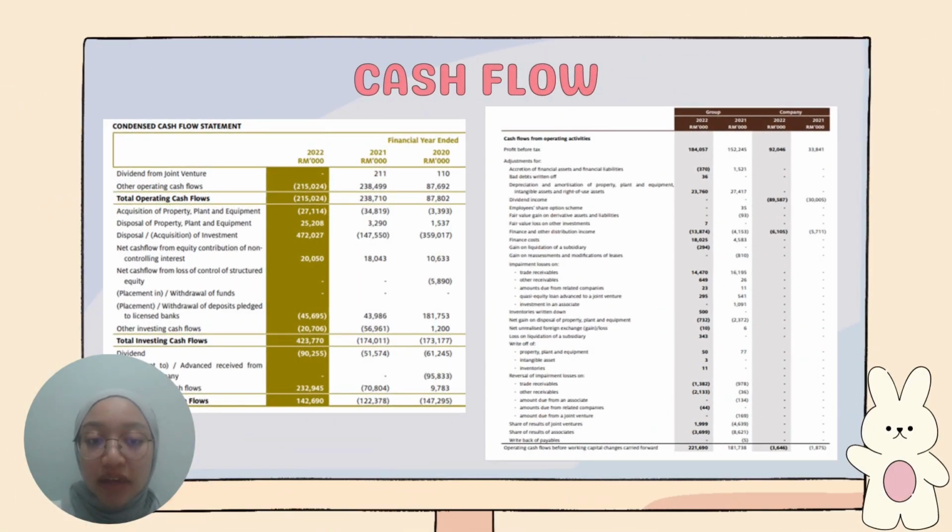Moving on to cash flow. The cash flow statement keeps track of how much money comes in and goes out of the business over a specified period of time. As we can see from the table, the total operating cash flow increased in 2021 and then decreased in 2022. For the total investing cash flow, it increased steadily in 2021 and also 2022. Furthermore, the financing cash flow in 2021 decreased and it increased in 2022.